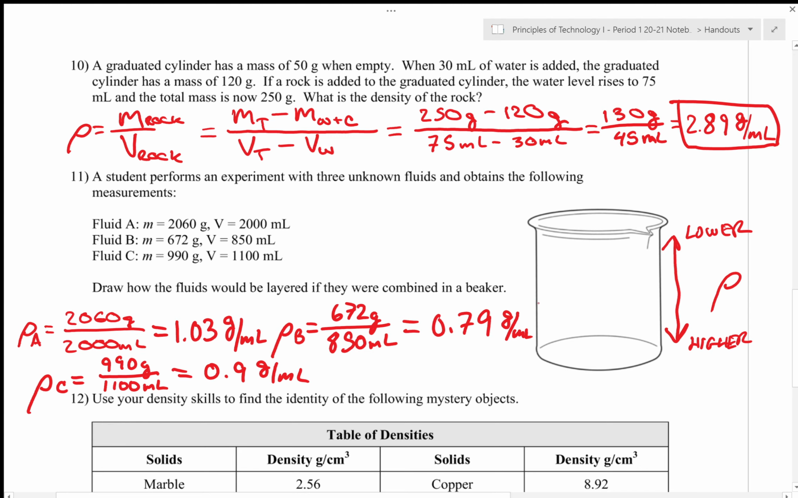Now, the other thing that we have to look at is fluid A says that there are 2,000 milliliters of it. It's going to take up more space than the other two. Fluid C is going to take up about half as much space as fluid A, and fluid B is going to take up less than half. So, something along those lines.